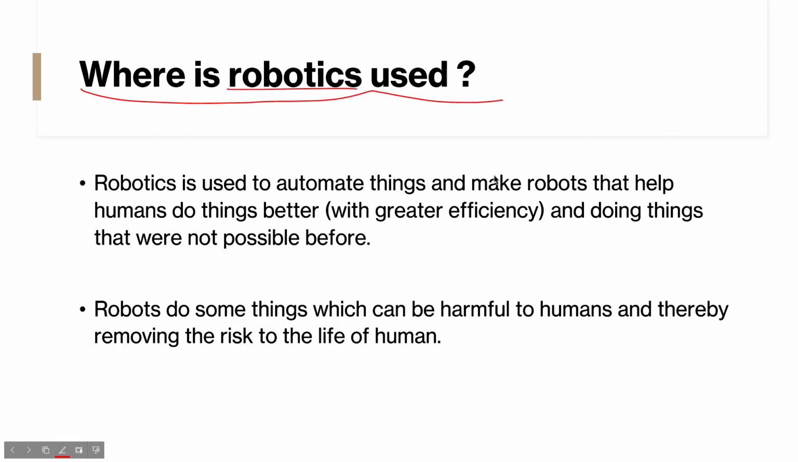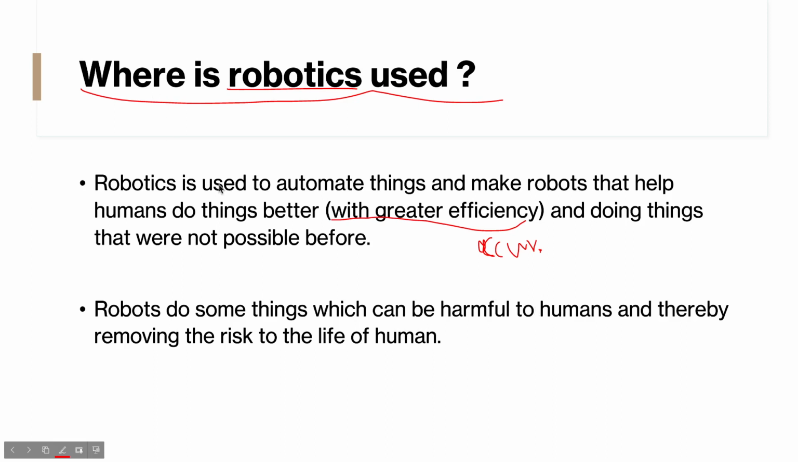Now here what is written on the slide is that robotics is used to automate things and make robots that help humans do things better, and I've also written with greater efficiency or greater accuracy, you can say accuracy. So what does this mean? It can be used to automate things which we don't want to do but we have to do, or which is a cumbersome, lengthy process, or just simple things where we are just lazy, to automate things.